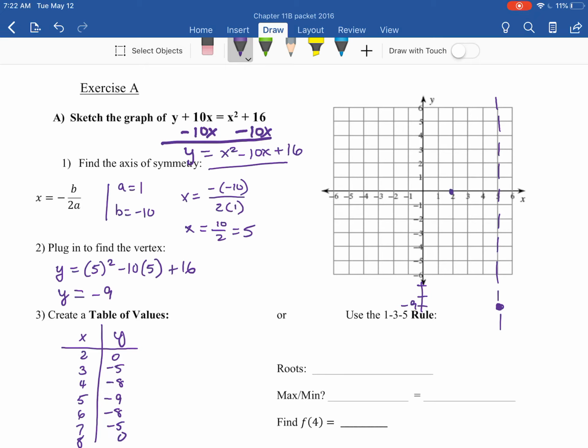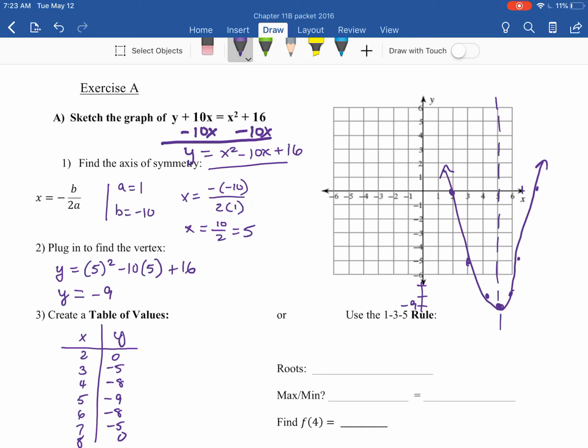All right, so here's 2, 0, and 3, negative 5, down to negative 8, back down again, back up again, 7, 8, okay? And there's my curve. Graphing is literally as simple as that when you have a graphing calculator.